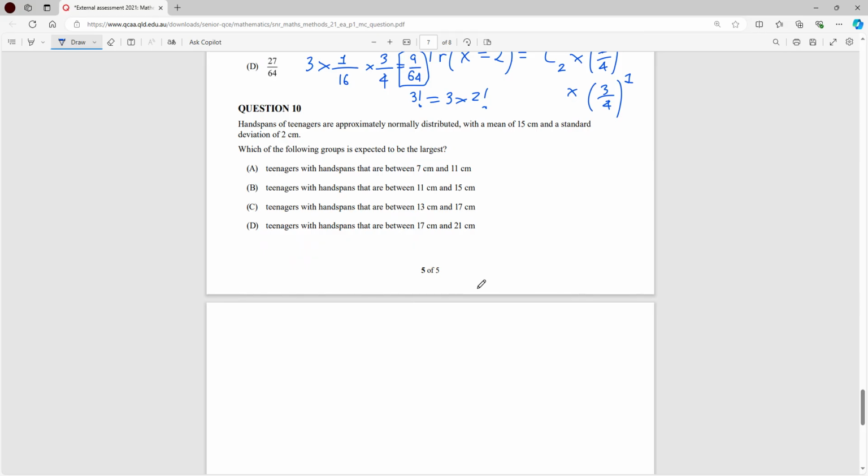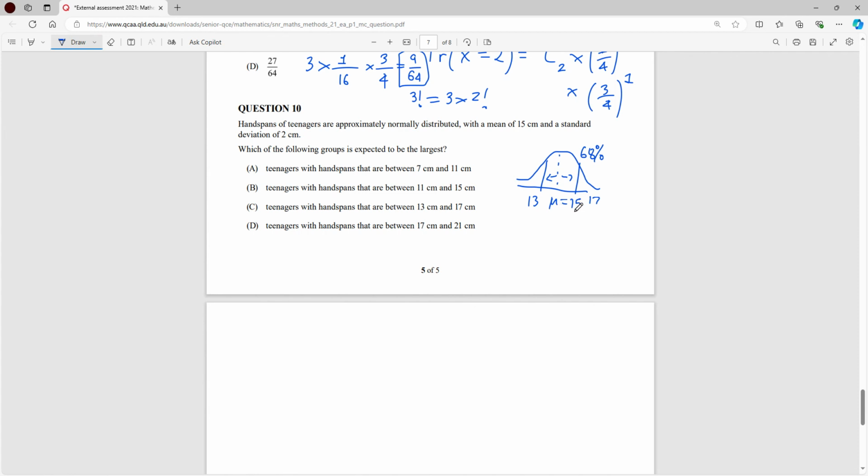Handspans of teenagers are approximately normally distributed with a mean of 15 and a standard deviation of 2. Which of the following groups is expected to be the largest? So here, our normal distribution, the biggest area will be between one standard deviation of the mean. So the mean is here, one standard deviation forward and backwards. That's going to be 68% of the data, okay? Now here, the mean, what did we say? Oh, 15, and standard deviation is 2. So between 17 and 13 will be the largest.